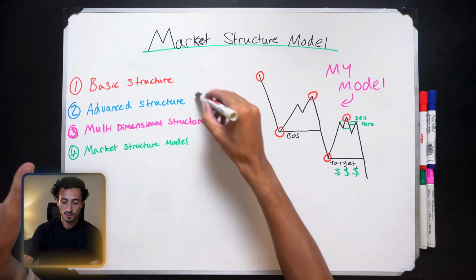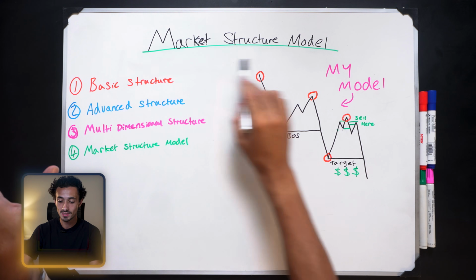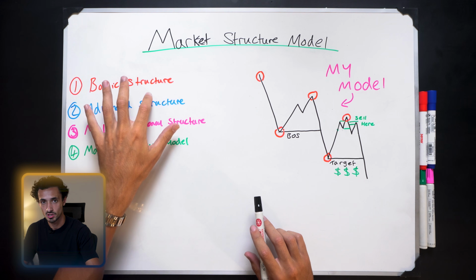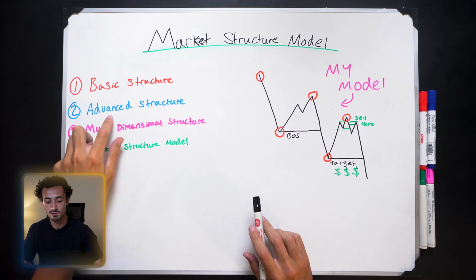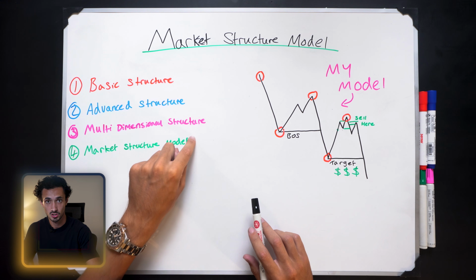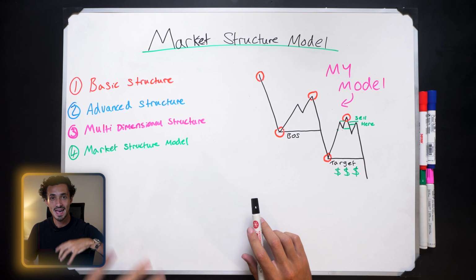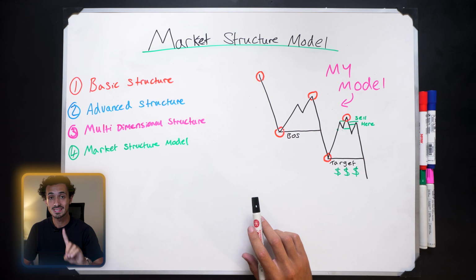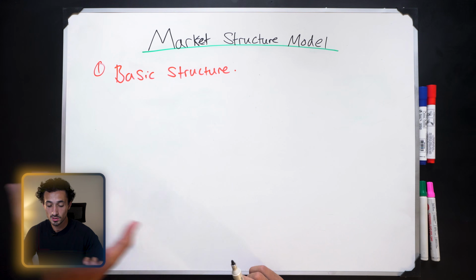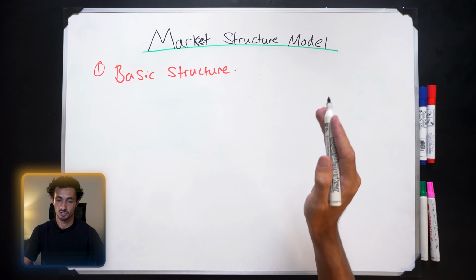There are 4 key points to understanding this market structure model. The first is basic structure. The second is advanced structure. The third is multi-dimensional structure. And finally, the fourth is everything compressed into one simple to use, consistently profitable trading model. Let's dive straight in, first to set the precedent with basic structure. So first and foremost, basic structure.